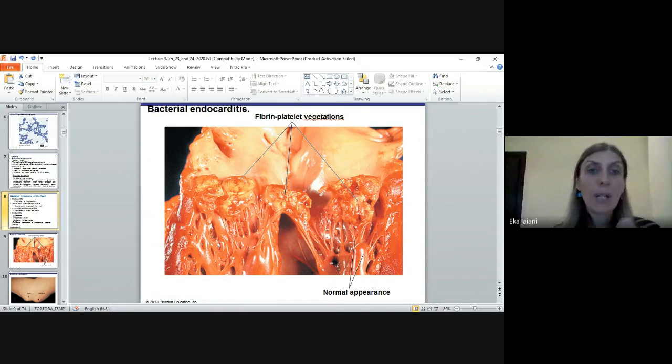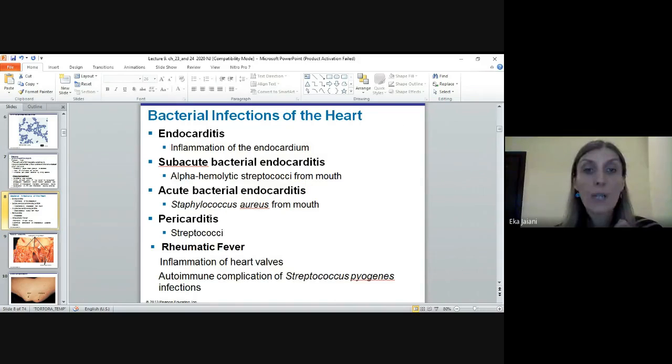And streptococci can also cause pericarditis. This is inflammation of the sac, the membranes that cover the heart, and it can be caused by streptococci. Streptococci can also lead to rheumatic fever. This is inflammation of the heart valves.